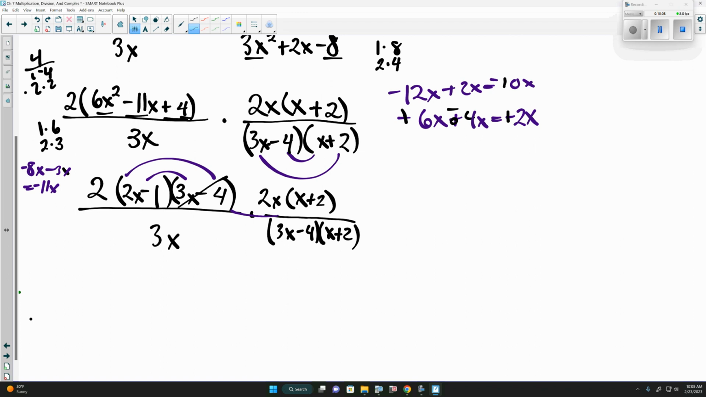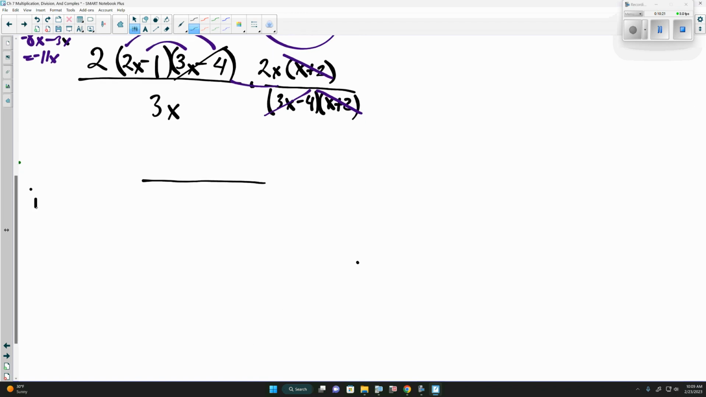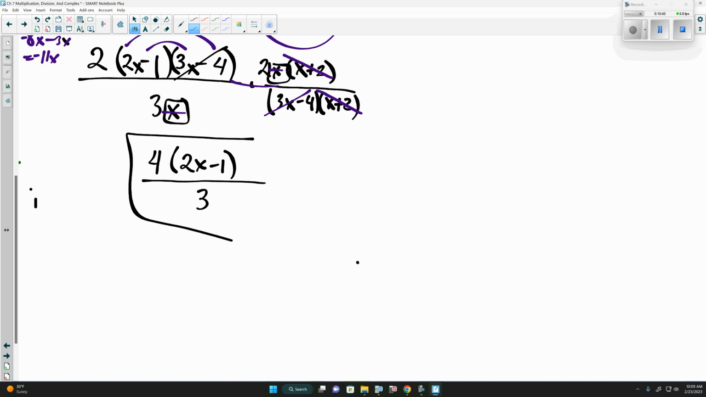So let's see what we have in common. Well, 3x minus 4 and 3x minus 4. We also have x plus 2 and x plus 2. Is there anything else in common? Because we do have x over x, yes? And that would simplify to just 3 on the bottom. And the numerator, 2 times 2 is 4 times our 2x minus 1. Any other questions on these here?